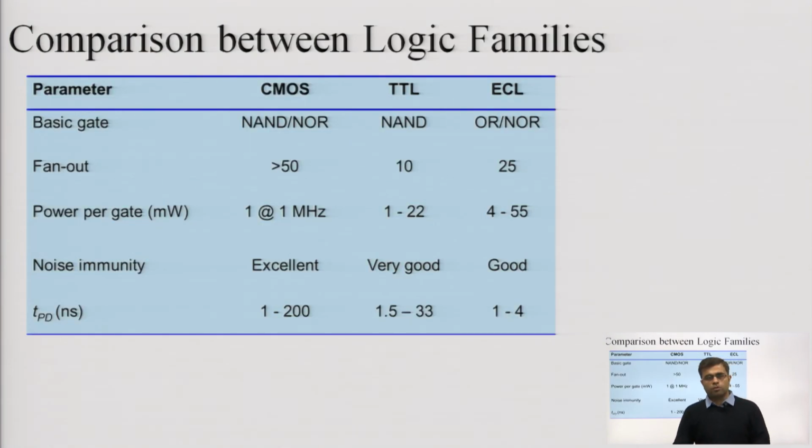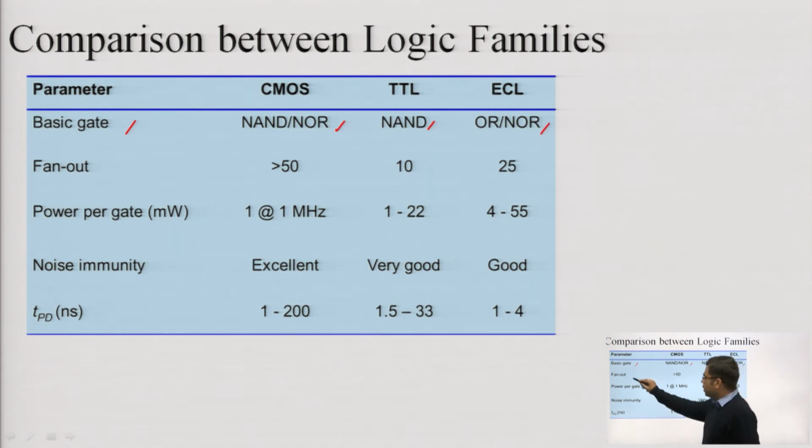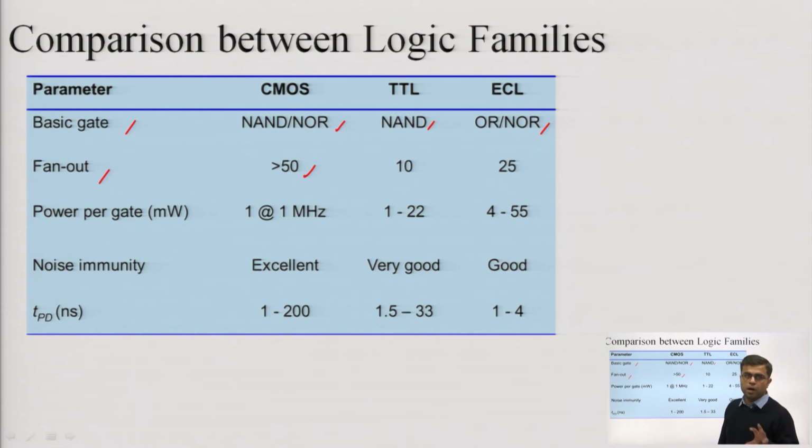Now we have covered all three families, so let us compare them very quickly. The basic gates offered by CMOS are NAND and NOR, TTL offers NAND, and ECL offers OR and NOR. Fan out means the loading effect of the gate. The output of a CMOS gate can be connected to 50 more inputs, and similarly this is 10 for TTL and 25 for ECL. Power per gate is 1 milliwatt for CMOS, 1 to 22 milliwatt for TTL, and 4 to 55 for ECL. So this is the highest power consumption and this is the lowest power consumption.